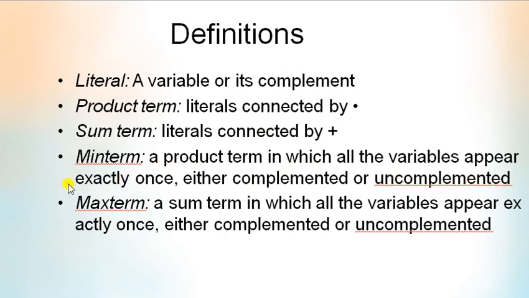Just listen, the minterm means a product term. For example, A dot B dot C, it's a minterm. And maxterm means a sum term in which all the variables appear exactly once, either complemented or uncomplemented. That means it's a sum term. For example, A plus B plus C or A bar plus B plus C bar, like that.